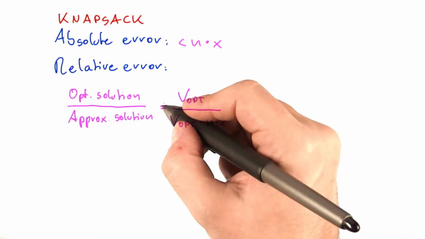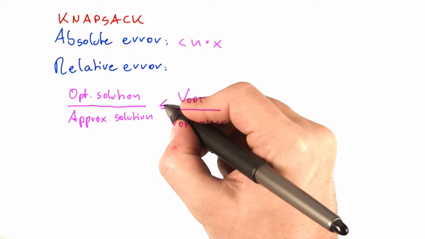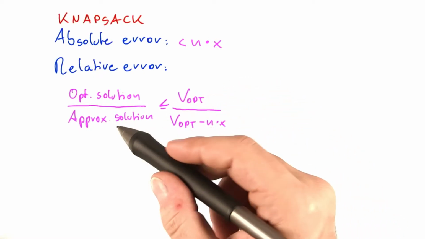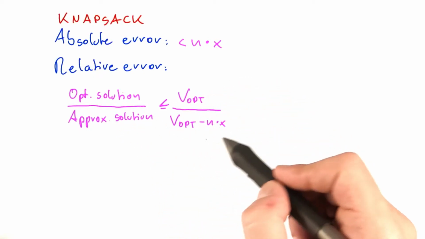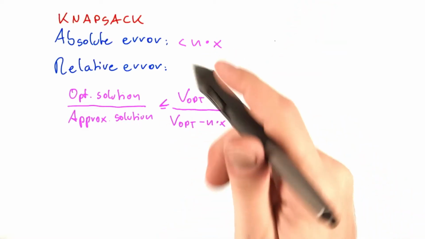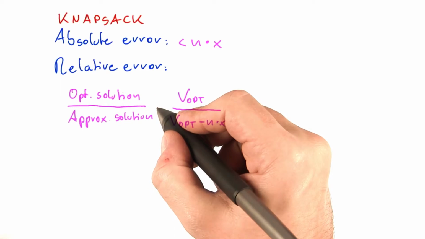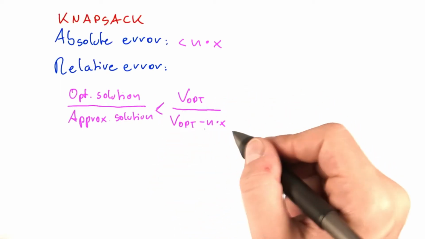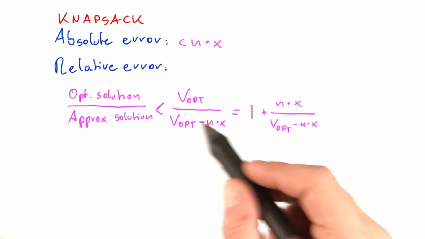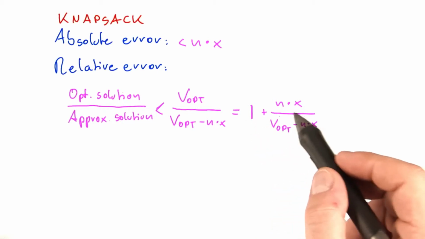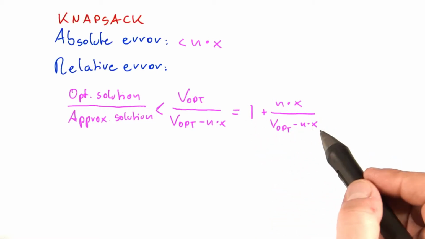But to be precise here, of course, then we'll have to write it like this, because we know that the approximate solution will have at least this value. Actually, it will always be bigger because we have a strict smaller than here. So we should more precisely even write it like this. So it's smaller than v opt divided by v opt minus n times x. Now we can simply rewrite this as 1 plus n times x over v opt minus n times x.